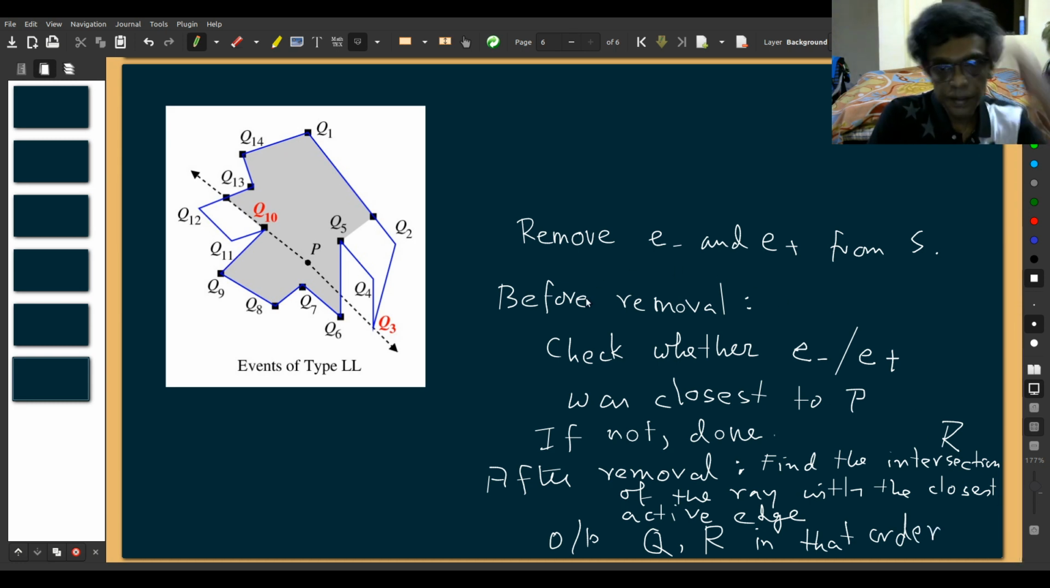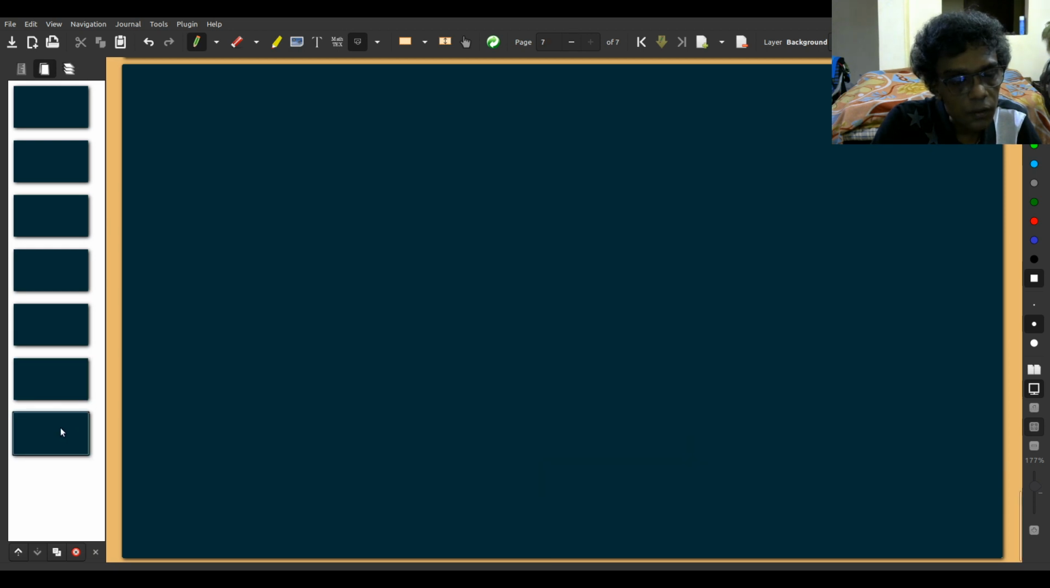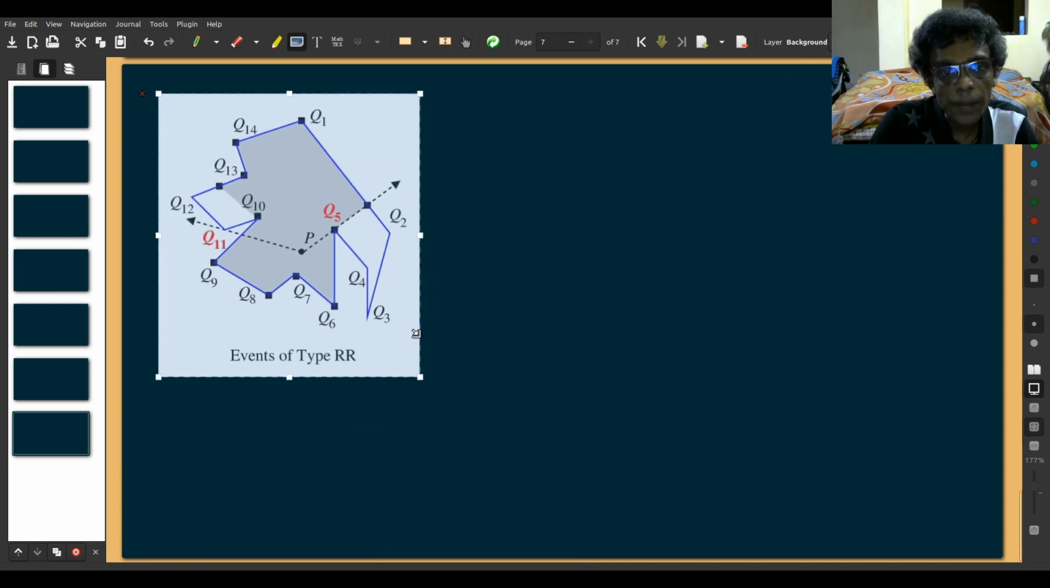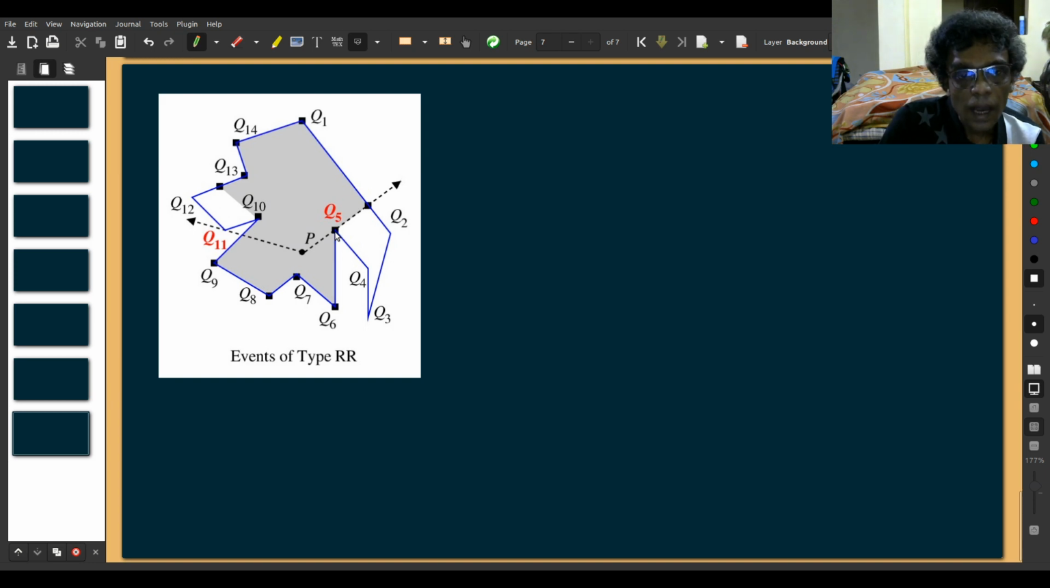So left event can also be handled, slightly more complicated than the earlier ones. So this leaves us with our final event type, that is RR. Okay, let us see what happens when we do handle such an event. So in this position, both Q4 and Q6 are to the right. Here also, both Q10 and Q12 are to the right of the ray.